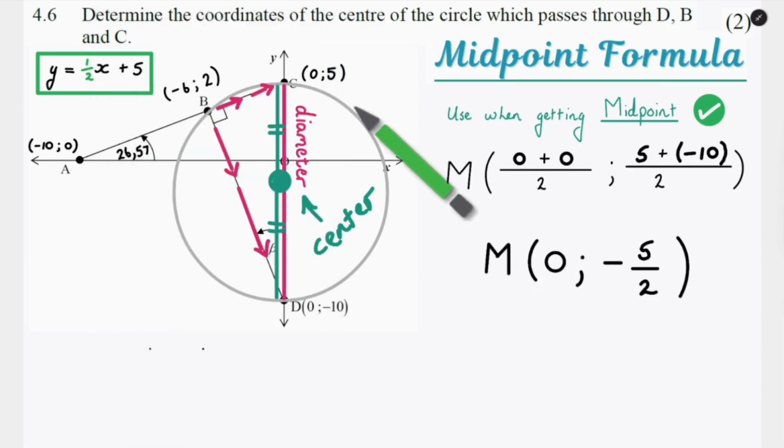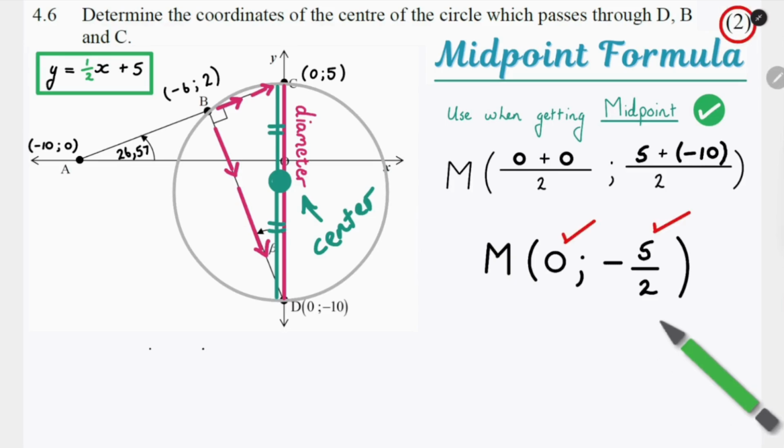But alright, and now we are done. That is the center of the circle that they are referring to. And you're going to get a mark each, one for x, one for y.